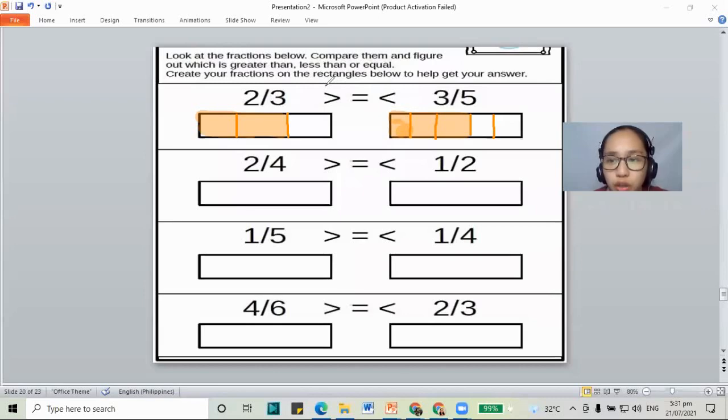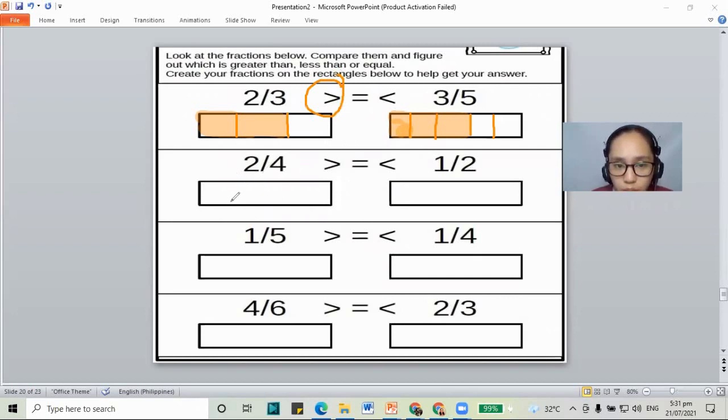So when you do your sign for greater than, less than, and equal, where does the alligator bite? Remember, the biggest number should be eaten. And our bigger number here is 2/3. How about for 2/4 and 1/2?